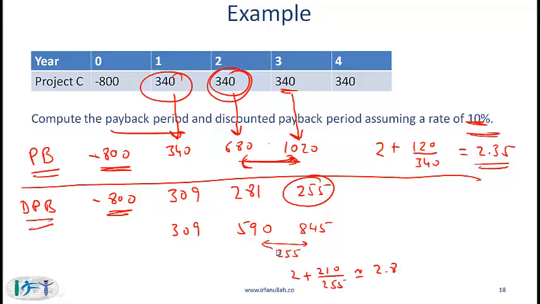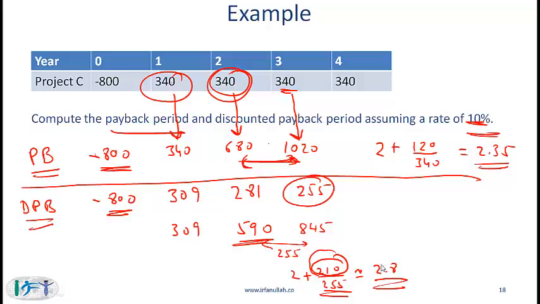To come up with the precise number, we say 2 years plus 210. Where is this 210 coming from? It is 590 plus 210 gives us 800. So 210 divided by 255. 255 is the difference between 845 and 590. So the discounted payback period is 2 and 210 over 255, which is approximately 2.8.